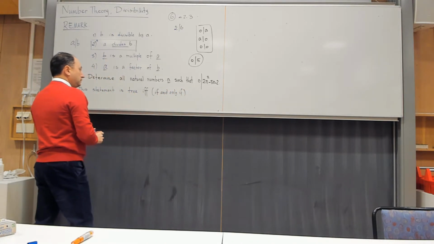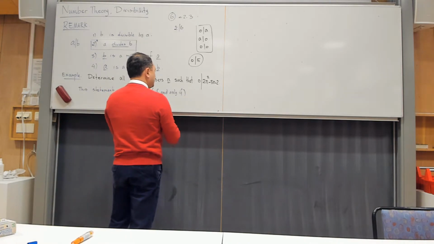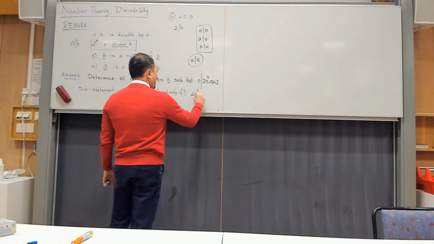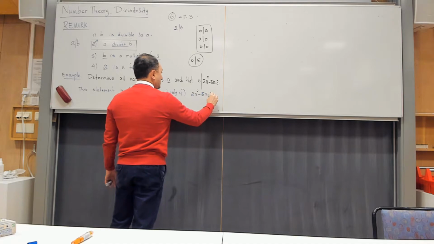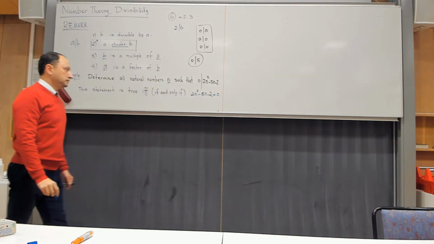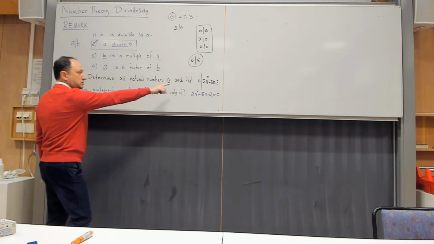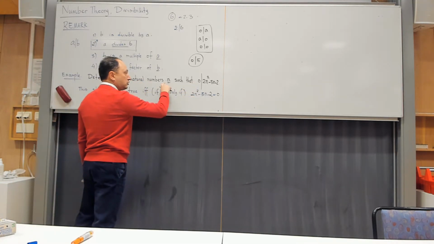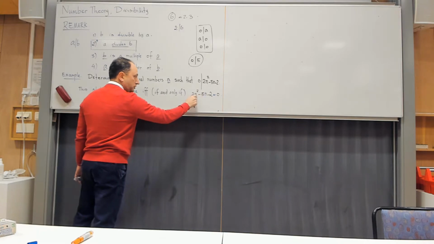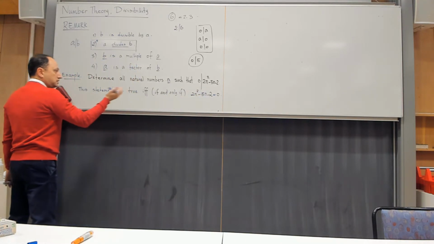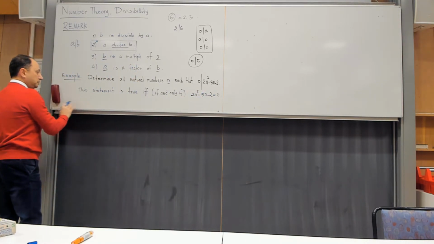If and only if 2n squared minus 3n minus 2 is equal to 0. And I am asking: determine all natural numbers so that this is true. So it means that I need to find all natural numbers which make this one true. So this is easy. Yes, let us solve the problem.